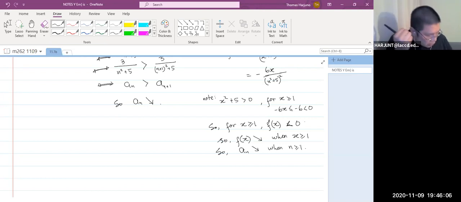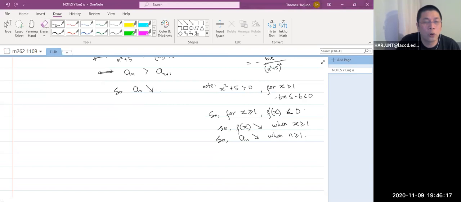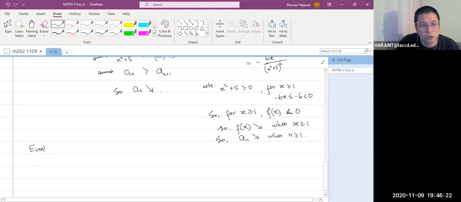Okay. Now there is one terminology that our textbook does not mention, and let me just mention it right away. A term called eventually. The term called eventually means after some n, some term, then the following apply.